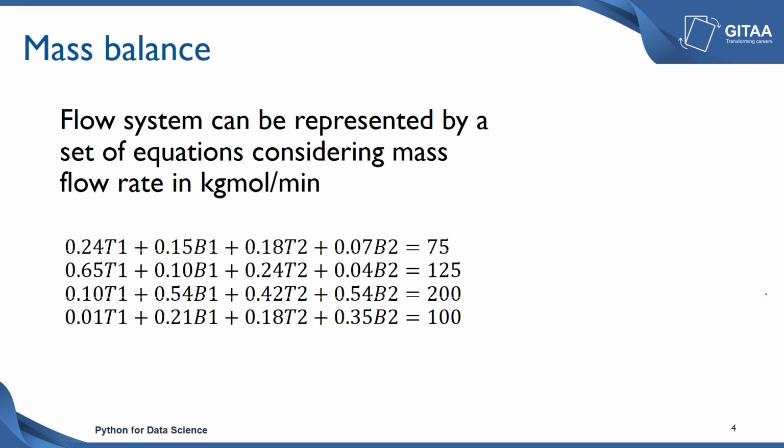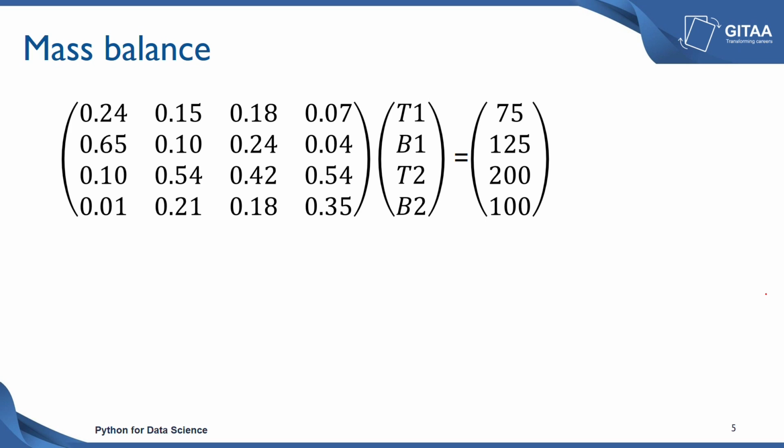It has to be written in the format Ax equals B. We need to find the actual output flow rates in kg mole per minute. Now I have written it in matrix format. We have 4 equations, which means we have to find 4 unknowns. A will be a 4 cross 4 matrix with the coefficient values, X are the unknowns T1, B1, T2, B2, and B are the constants. Using this information, we will create the matrices and solve this problem.